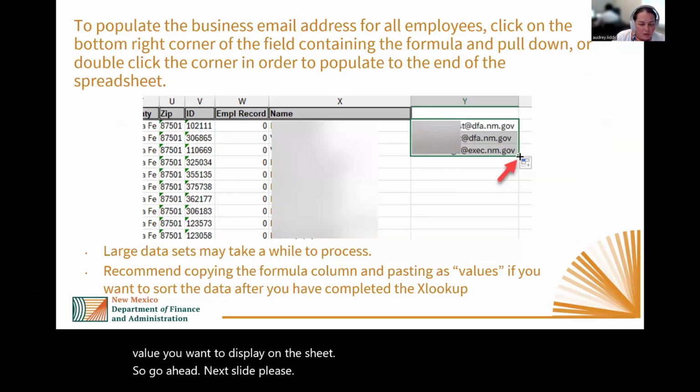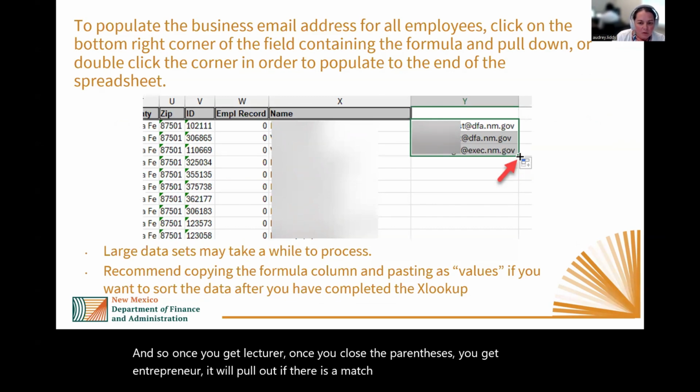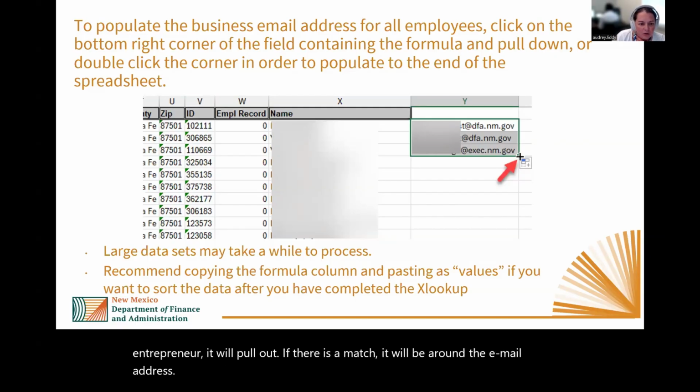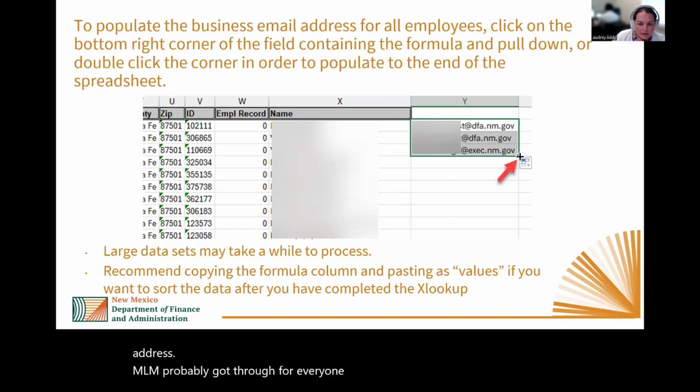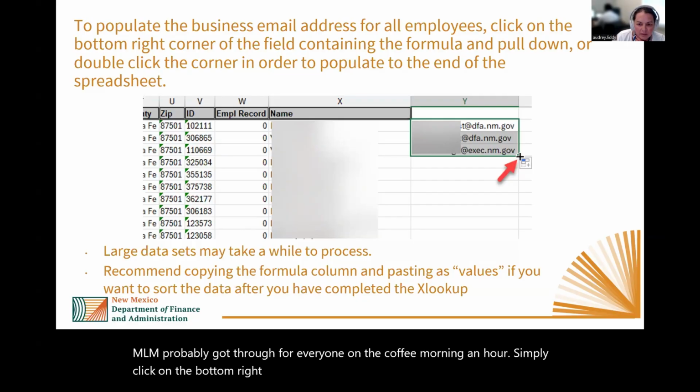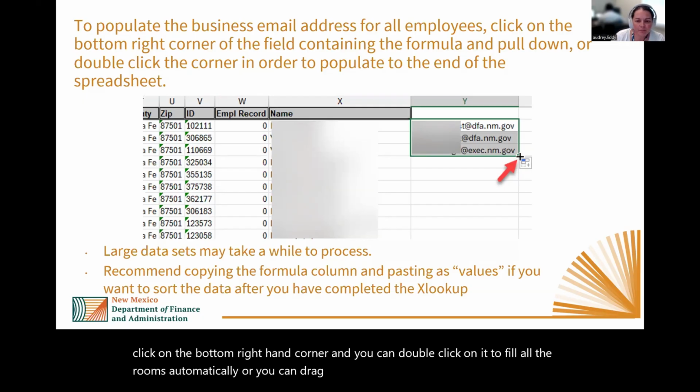And so once you close the parentheses and hit enter, if there is a match, it will pull up the email address into that column. And then in order to populate that field for everyone, or to copy the formula down, you simply click on the bottom right-hand corner and you can either double click on it to fill all the rows automatically, or you can drag it down to fill as far down on the column as you want.